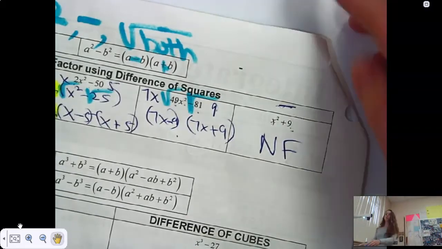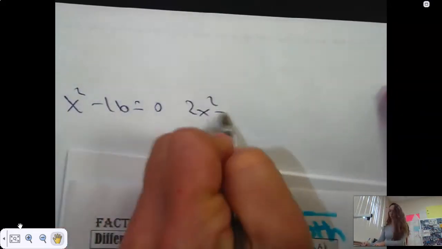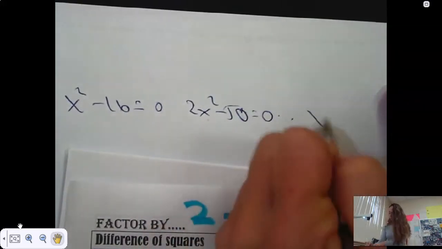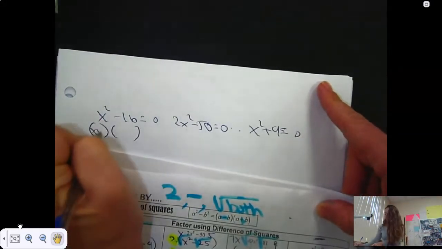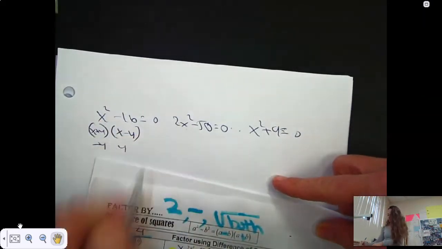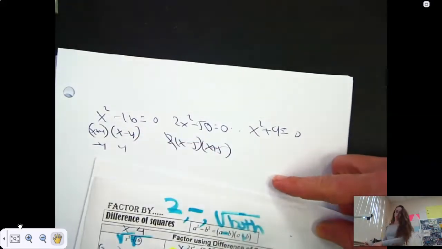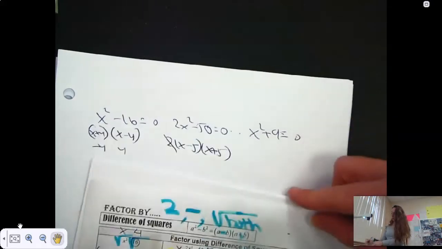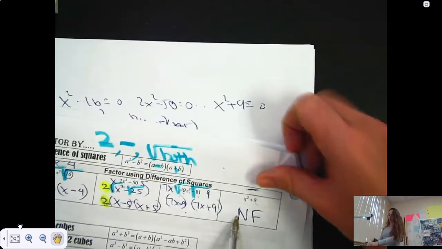Now, if I asked you to solve these instead, number 1 would say x squared minus 16 equals 0. It would say 2x squared minus 50 equals 0. It would say x squared plus 9 equals 0. If I was solving, I could solve them like this. X plus 4, x minus 4, set it equal to 0, done. Factored it to x minus 5, x plus 5. A 2 doesn't help me solve. It helps me factor, but not solve. 5 and negative 5. This one we said wasn't factorable, but I can solve it.